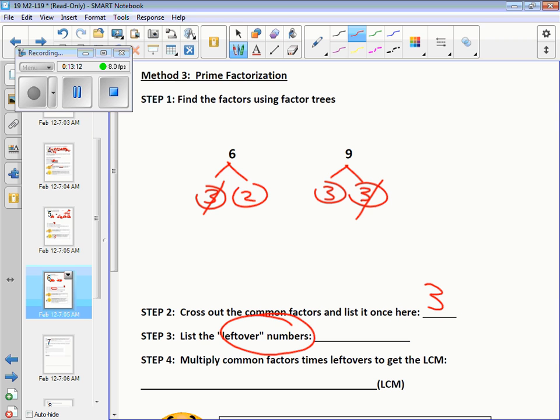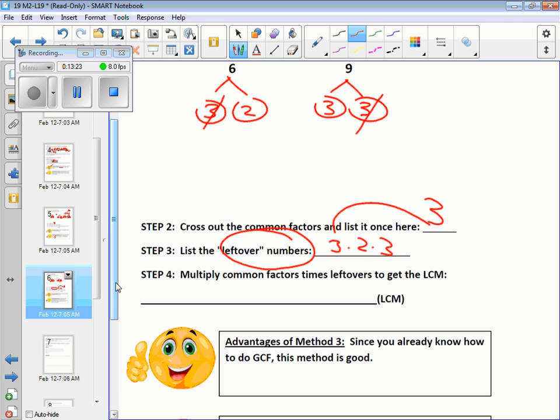And the LCM is the common factor times the leftover numbers, which is 2 and 3. Now multiply it all together, and what do you wind up getting? 18. Oh, wow. Okay? It's the common numbers times the leftover numbers. Watch, let's practice it.